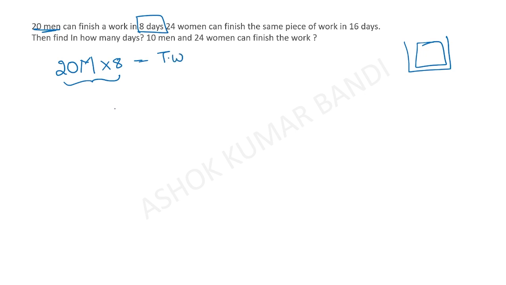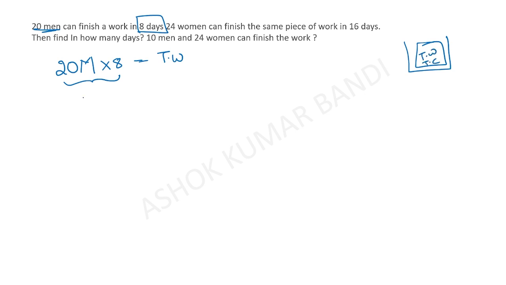I'm repeating once again, guys. Assume that whatever number one man can eat, we call that m. If one man can eat m chocolates, 20 men can eat 20m chocolates in one day. But we are finishing the packet after 8 days. That means the total number of chocolates is equal to 20m into 8. In our case, total work is nothing but the total number of chocolates. We have to finish those many chocolates.